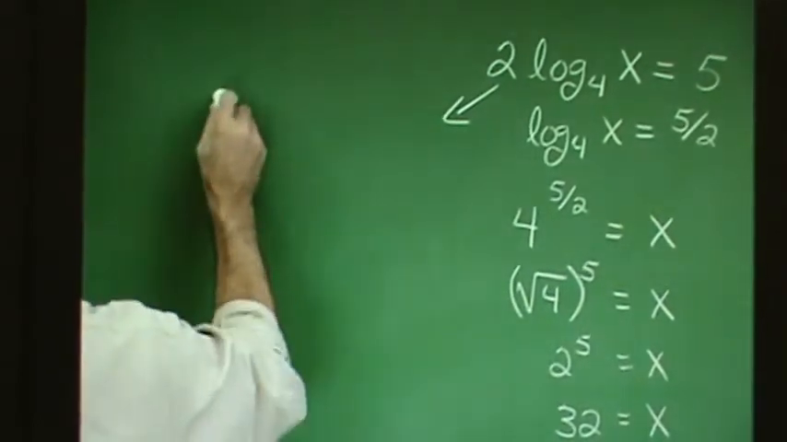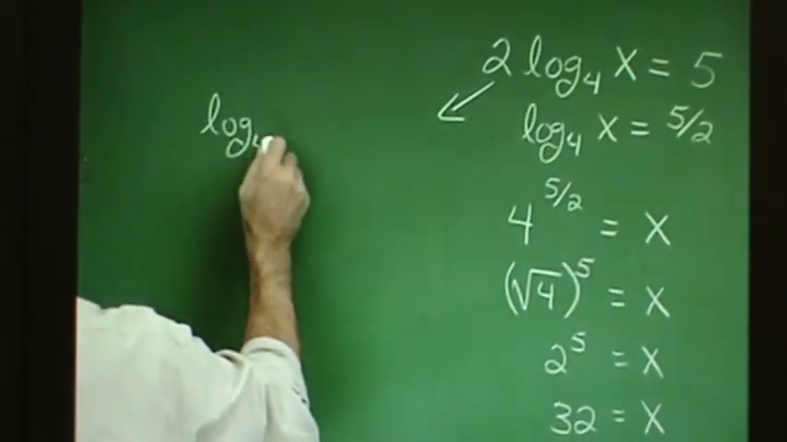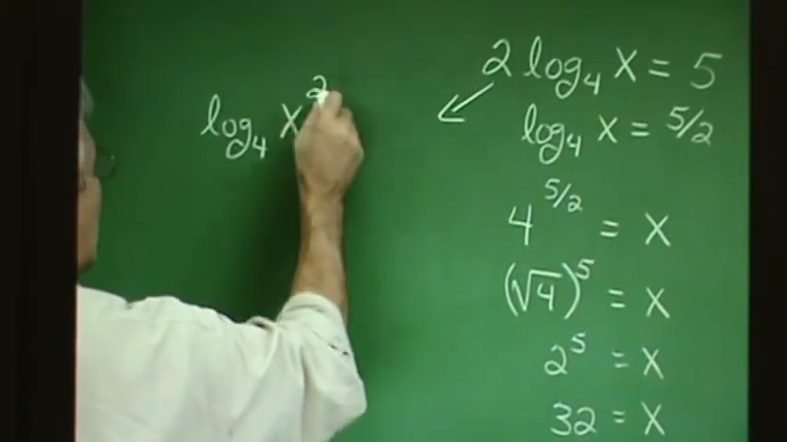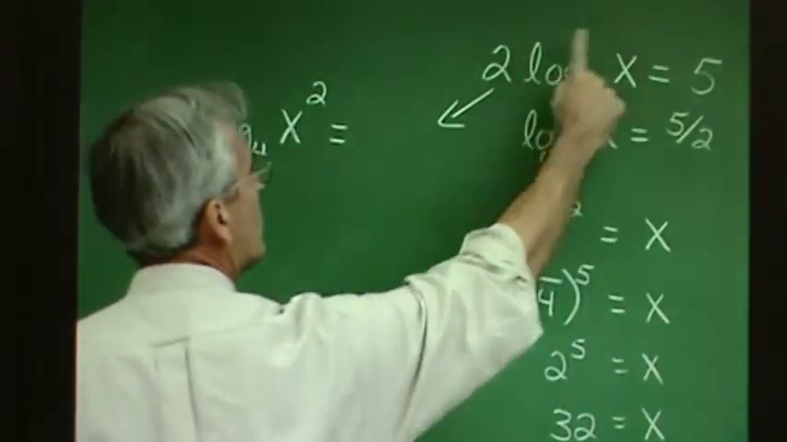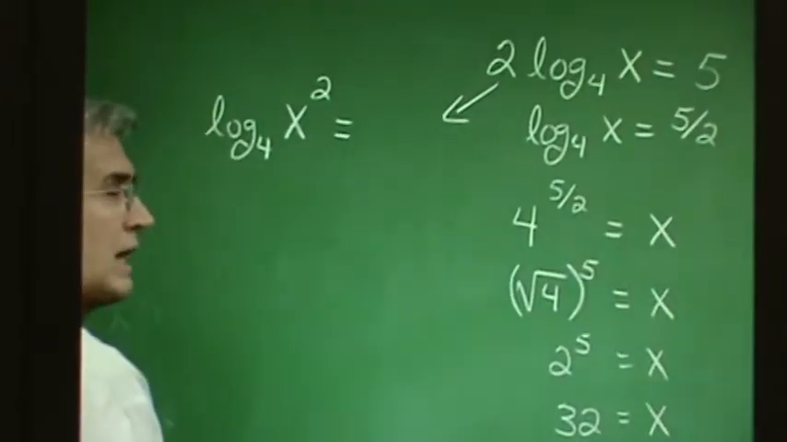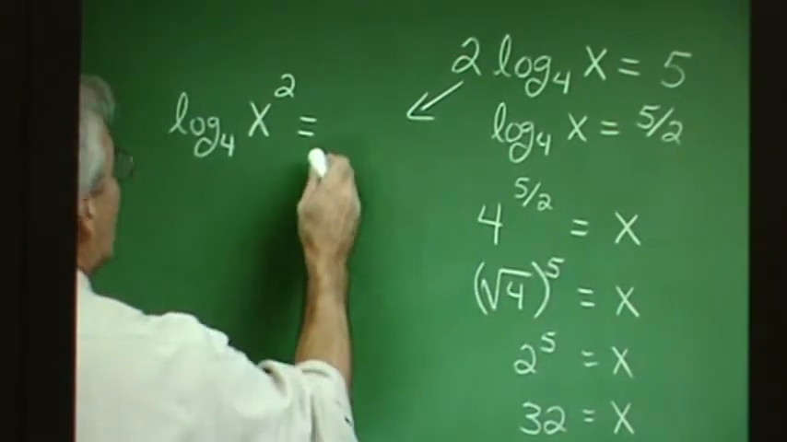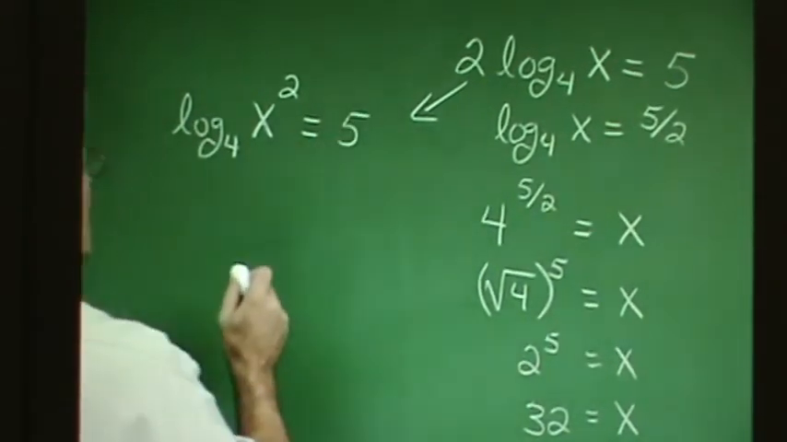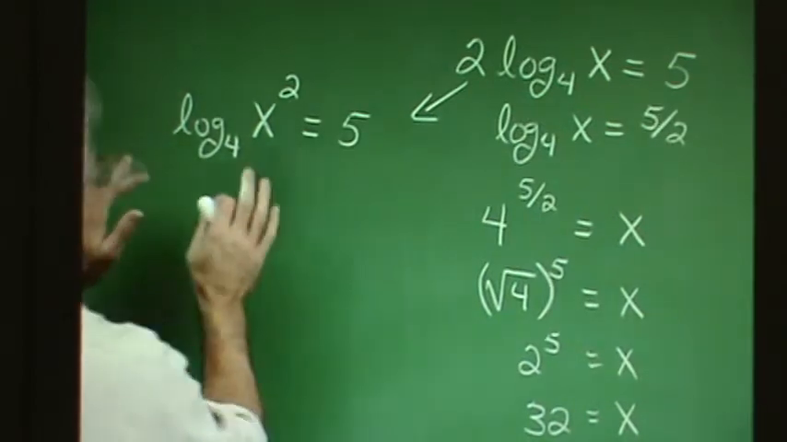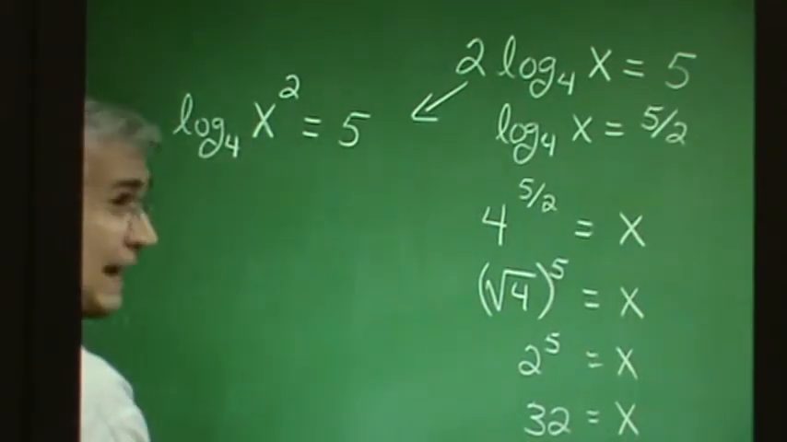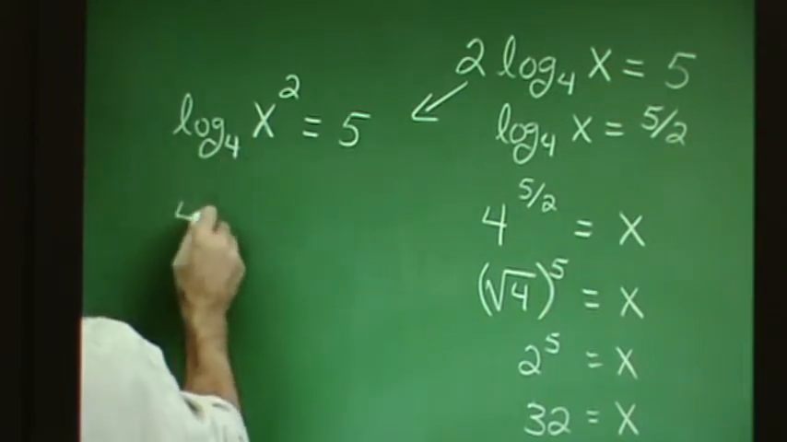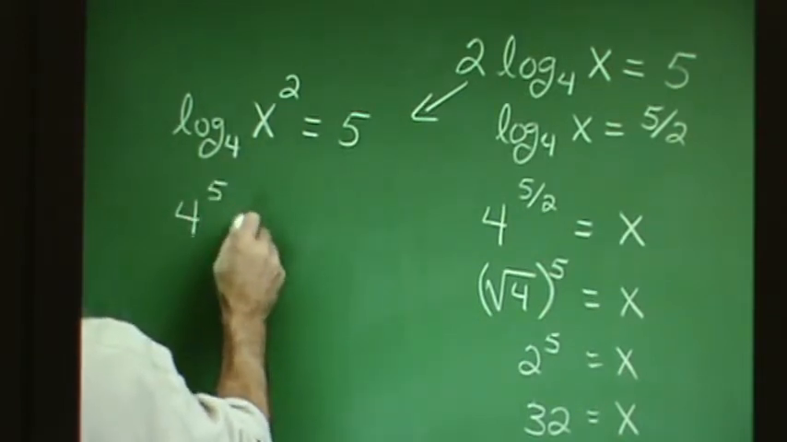as log base 4 of x squared. You see, just taking this 2 and moving it to a position of the exponent on x. Now, would that work? Well, let's see if it'll work. Let's see. Now, we're thinking of going into the exponential form, so we have 4 to the 5th power equals x squared.